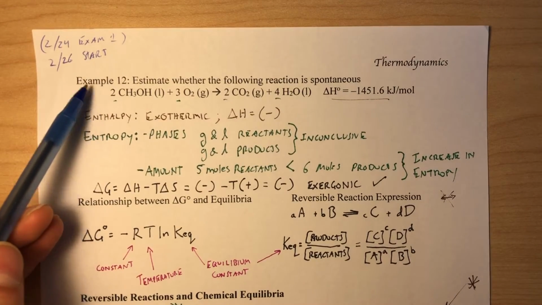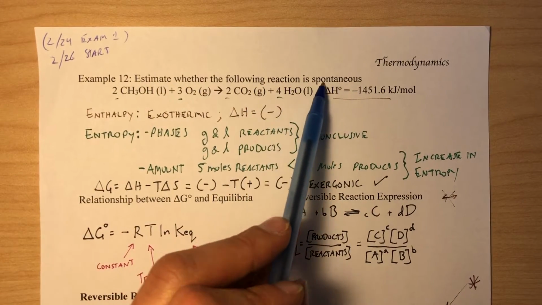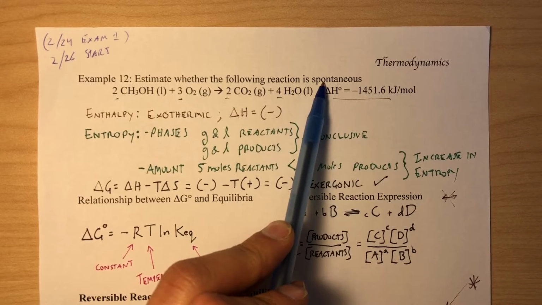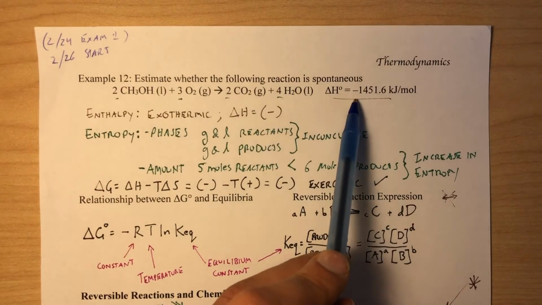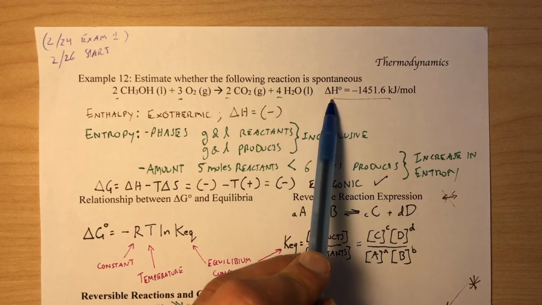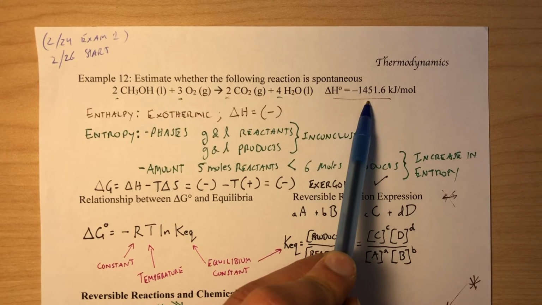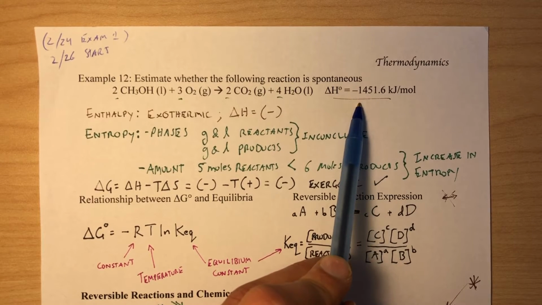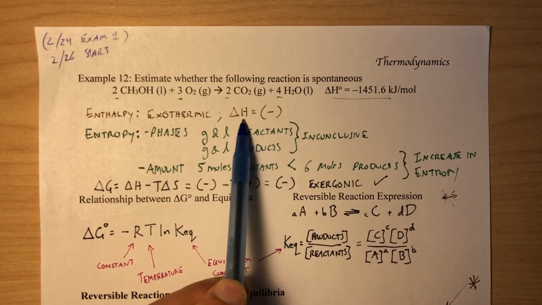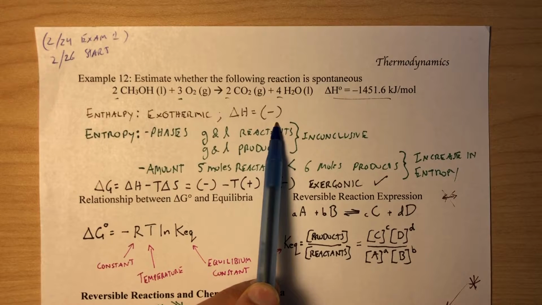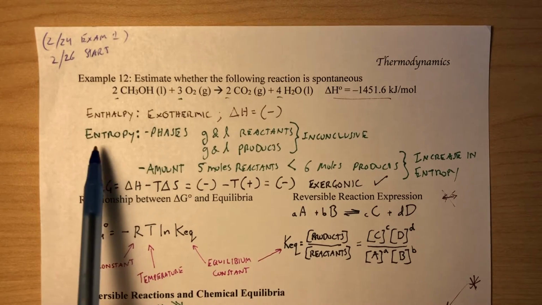In example 12, we're going to discuss whether or not the reaction is spontaneous with some information, and we're going to estimate using this information. So first, what we can see immediately is that we have a delta H for this reaction that is negative 1,451.6 kilojoules per mole for the standard state reaction. Remember considering that as being per mole. That gives us an enthalpy that is exothermic, giving us a delta H that is negative. That we can know for sure. What we can estimate is the entropy.